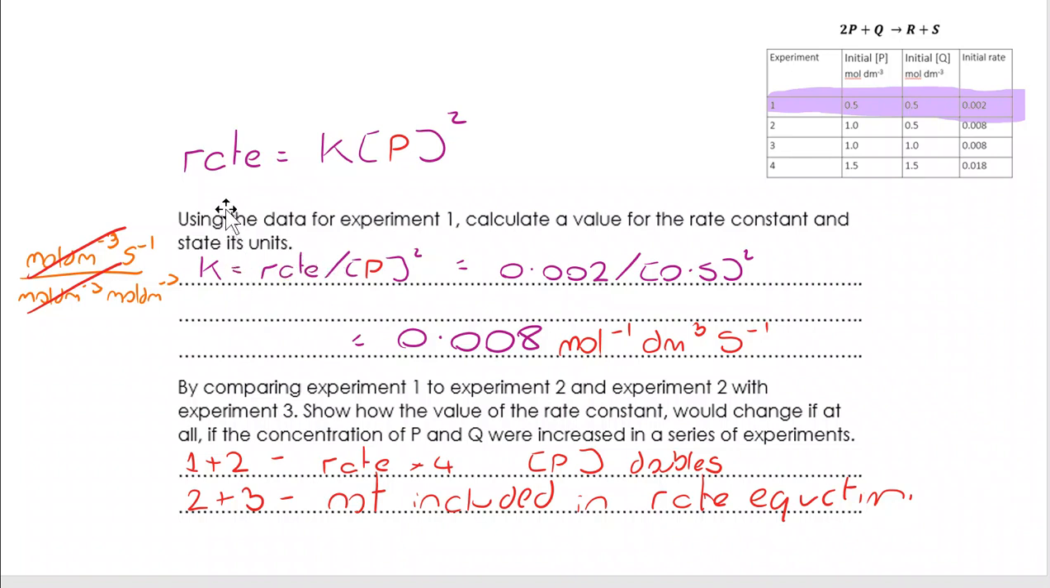k would be identical. In terms of the second one, experiment 2 and 3, the only thing that's changing is Q, and Q isn't actually even a part of the rate equation, so would have no impact. But the key message to take away here is remember that k is specific for a specific reaction at a specific temperature. Changing concentration will not change it.